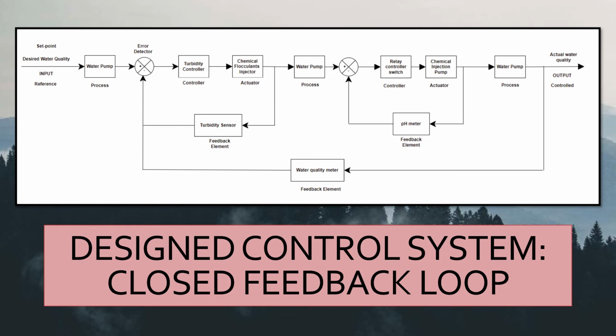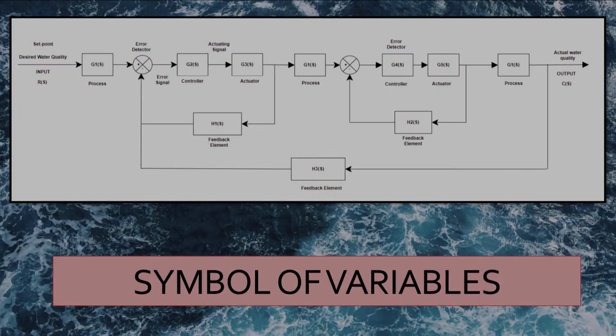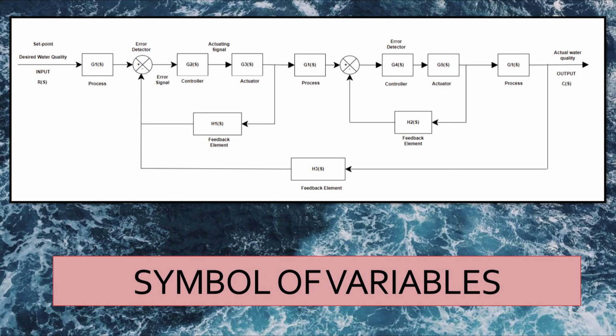Finally, the signal proceeds to the water pump and then to the water quality meter, where it detects if the water quality in terms of its pH value, turbidity, hardness, DO levels, and chloride levels are within safe levels before proceeding to the output, which is the actual water quality. And this system is known as a closed feedback loop. The next step we took is to convert the variables into symbols for easy reducing and optimization.